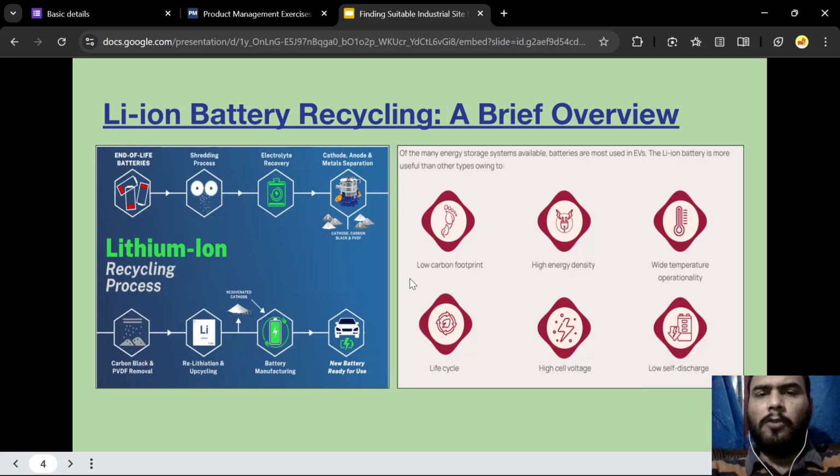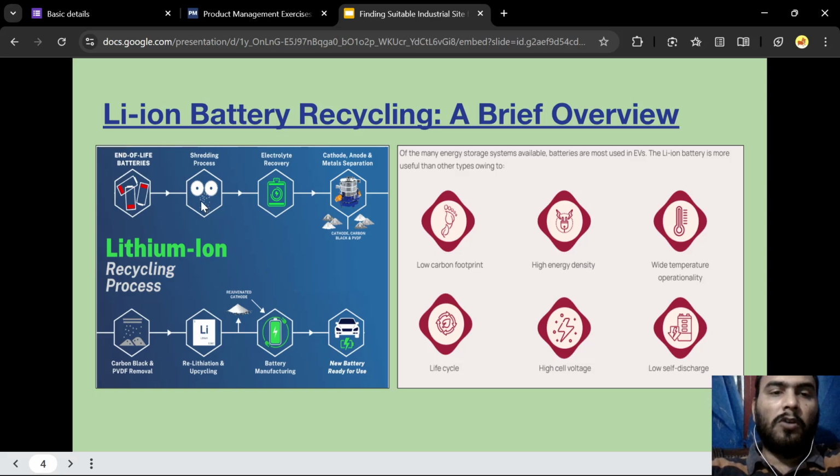So this is a brief about how this recycling occurs. You see there is a life cycle, or a period where the battery is dead or at the end of its life. Now it goes through the shredding process. What is this shredding process? It is similar to what you have seen in many offices, where a document is shredded. Shredded means it is cut into multiple small pieces.